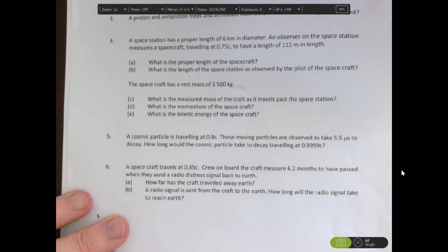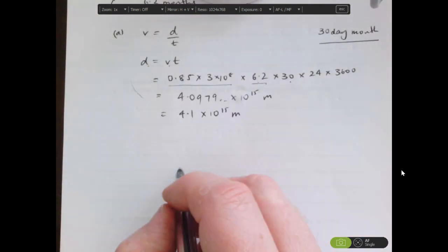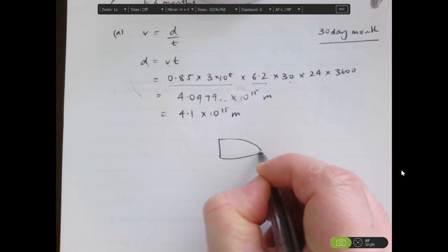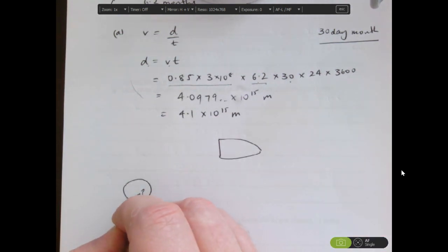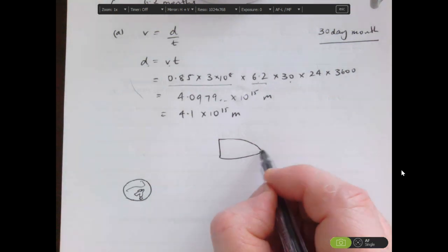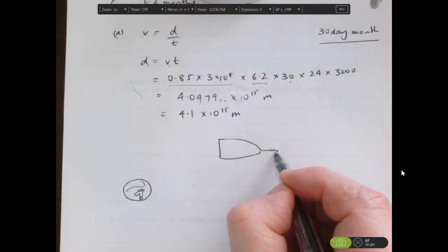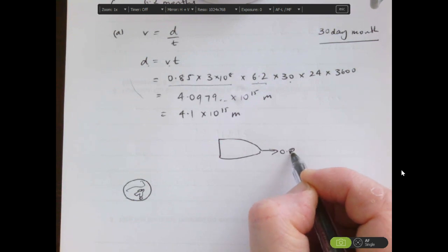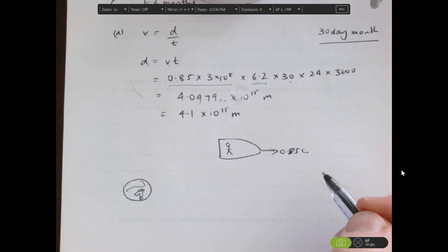Okay, so let's have a look at this. Our craft now is here, and here's the Earth over here. The spacecraft is traveling forward at 0.85 C, according to the people on the craft.